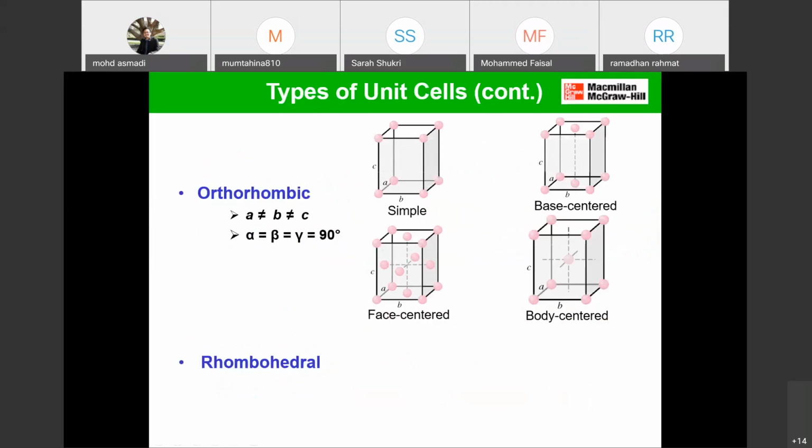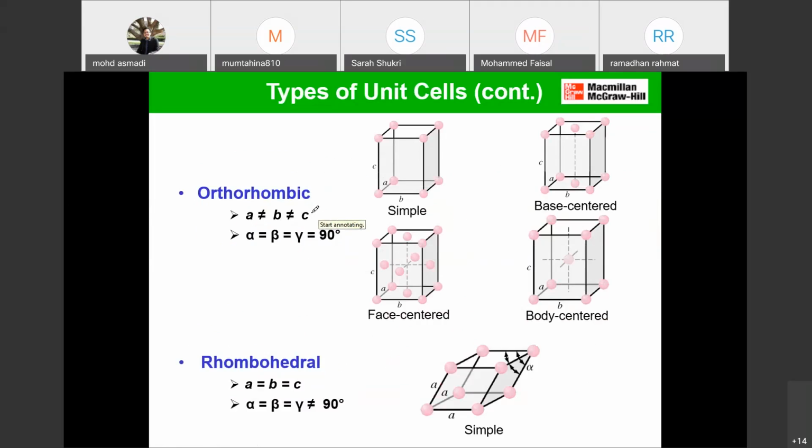Okay, orthorhombic and rhombohedral. For orthorhombic, the lengths A, B, and C are not similar, but the angles are the same, 90 degrees. While for rhombohedral, the lengths are the same, but the angles are not equal to 90 degrees. This one is rhombohedral.